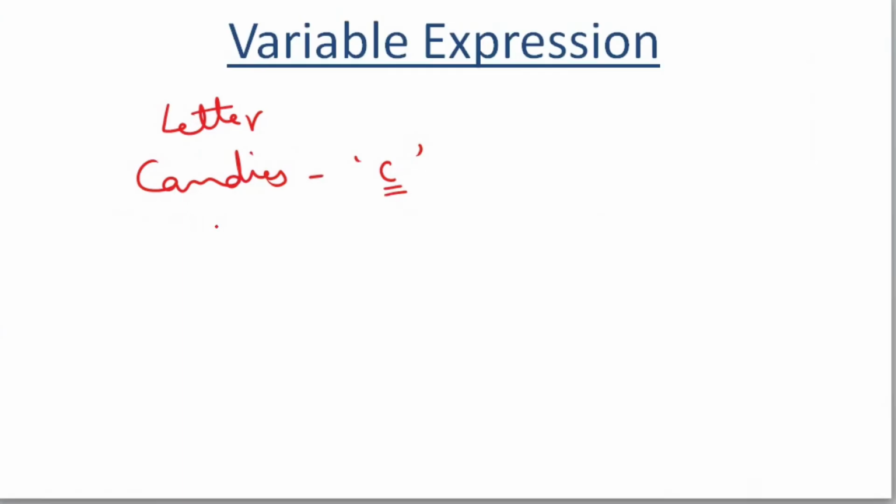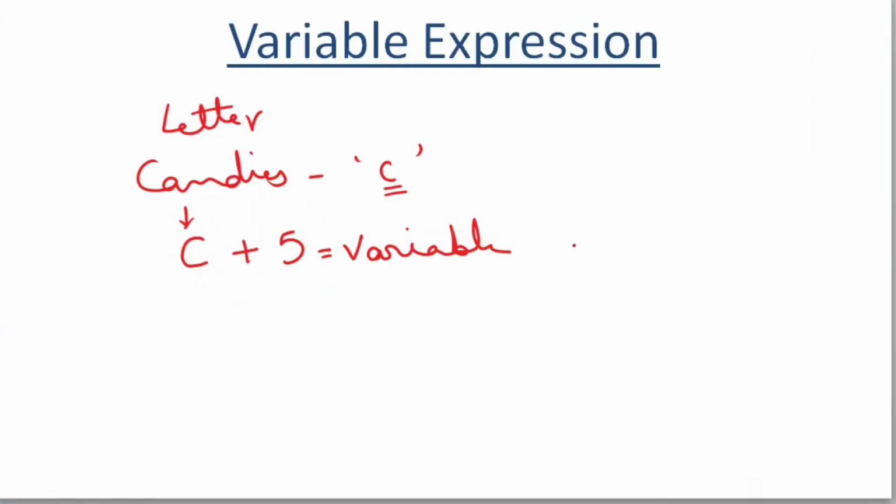So if I get 5 more candies, how can we write that one? Candies represented with C, then I get 5 more candies. It means C plus 5. C stands for candies and I get 5 more candies, and I add here C plus 5. So this is called a variable expression.